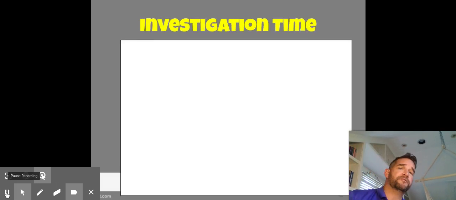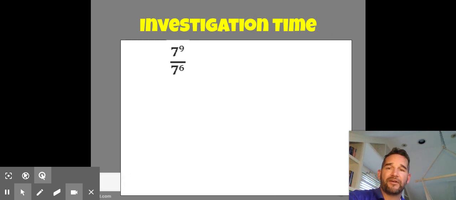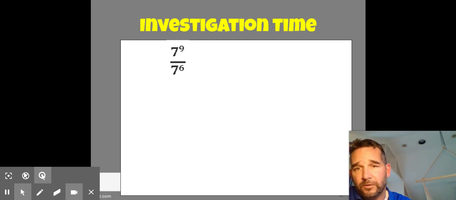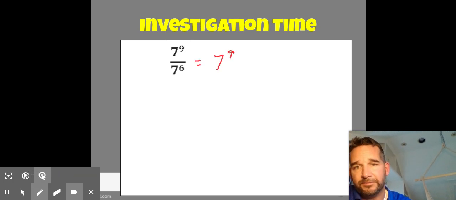Okay, well, now that we've seen how it works, and now we know that it does work, let's apply the law to help us investigate a couple of examples here. Okay, here's our first one. 7 to the 9th divided by 7 to the 6th. According to the law, as long as the bases are the same, and in this case they're both 7, I keep the base, subtract my exponents. 9 minus 6 is 3. So 7 to the 3rd.